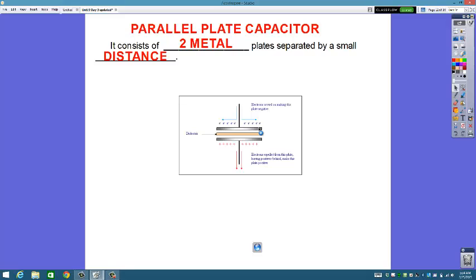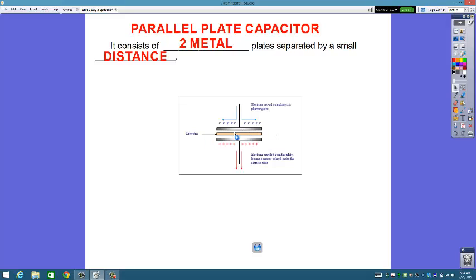You have a metal plate on the top, a metal plate on the bottom. It could be positive and negative, top to bottom. It could be flipped the other way, and then it's separated in the distance. So it's going to store the charge and then use it. One plate has to be positive, one plate has to be negative.